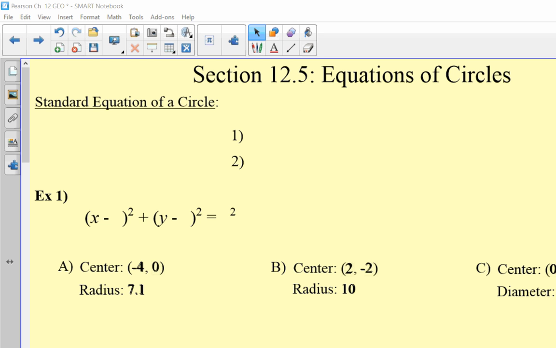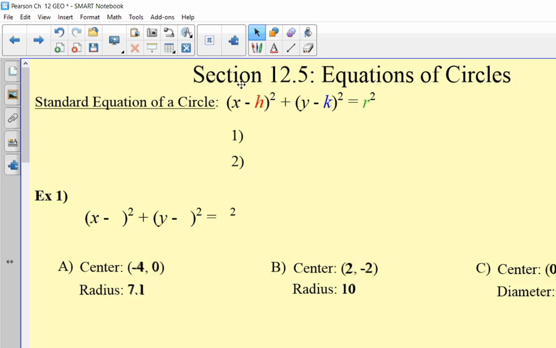Okay, so a couple notes here up at the top. The standard equation for a circle is going to be (x minus h) squared plus (y minus k) squared equals r squared. Okay, and if you think about it, that's exactly what the distance formula was, except there was a square root symbol over that whole thing.